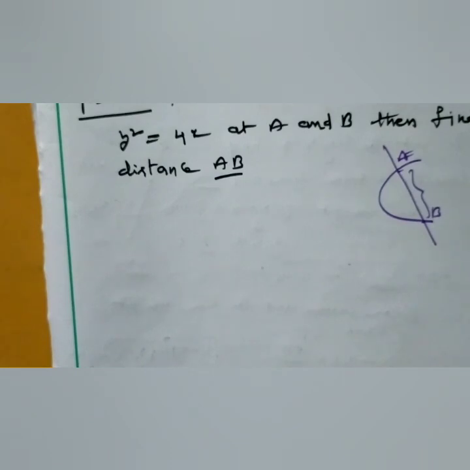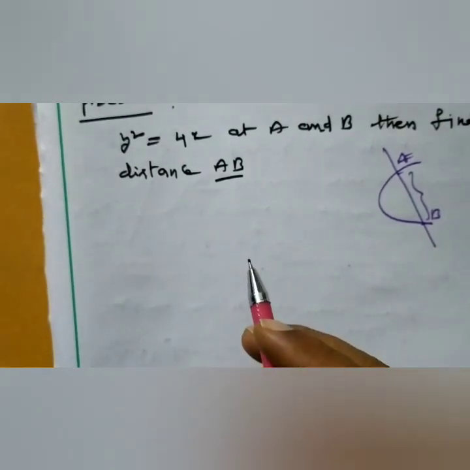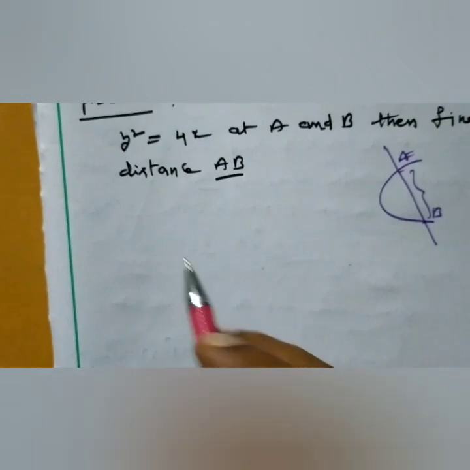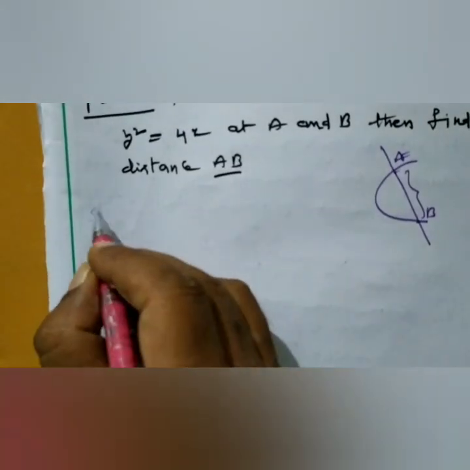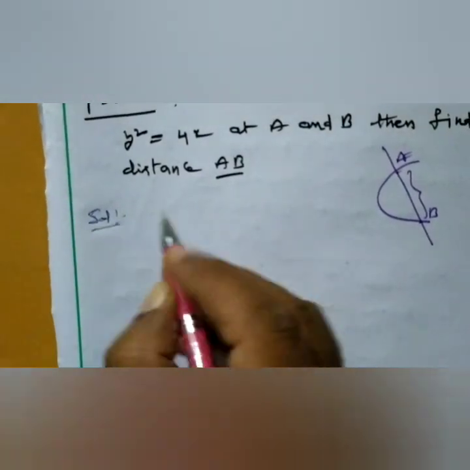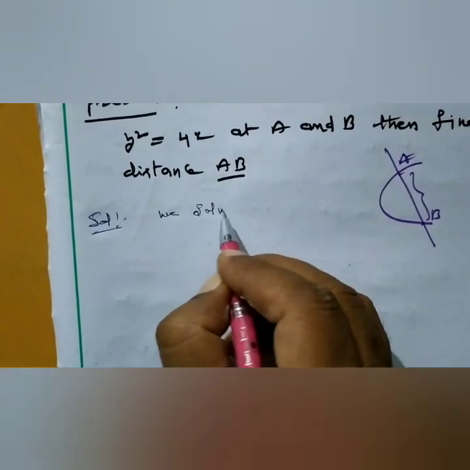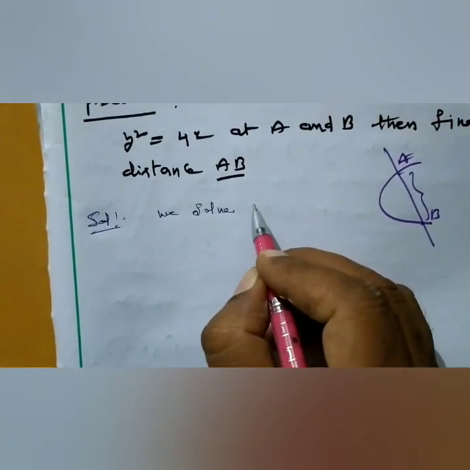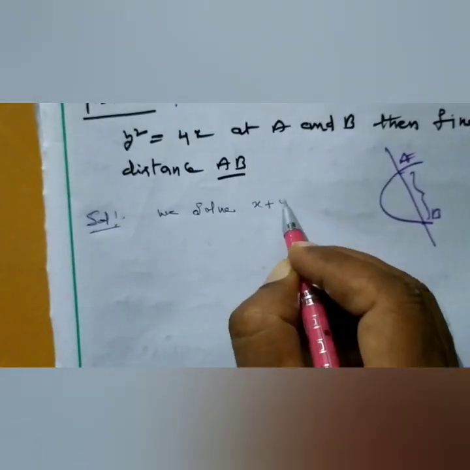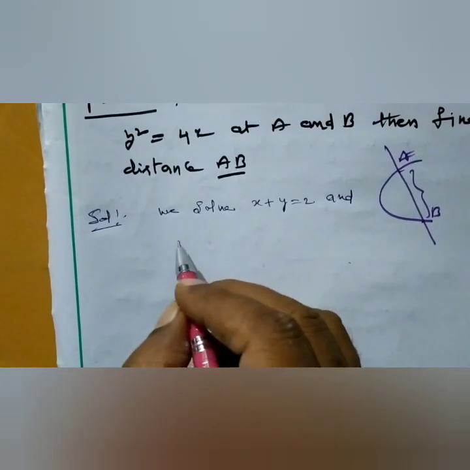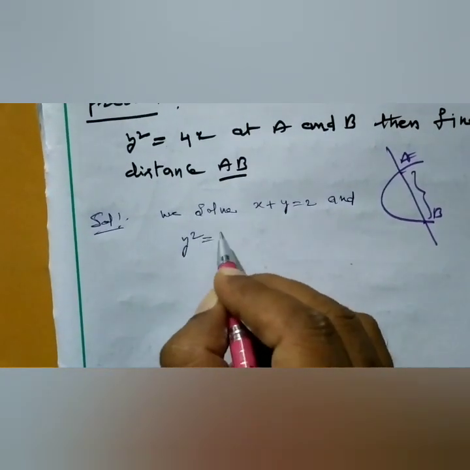So using the formula, we have to solve. To use the formula, what should we do initially? Initially we have to form a quadratic equation in terms of x or in terms of y. So our process should be: we solve x plus y is equal to 2 and y square is equal to 4x.